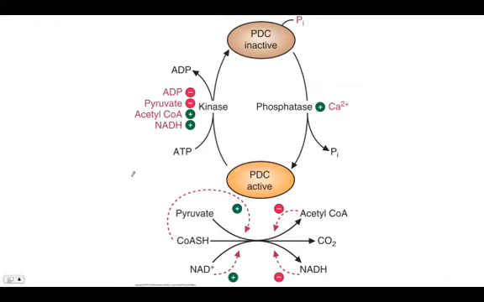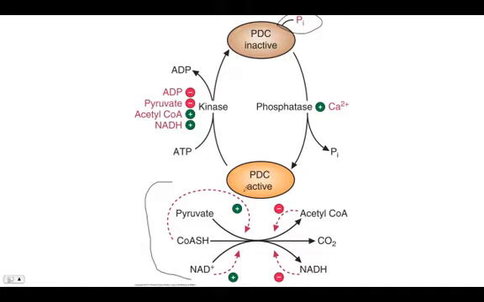The regulation of the pyruvate dehydrogenase complex is illustrated here. It can be regulated by both covalent modification through phosphorylation and through allosteric regulation, which is shown down here. So first, let's look at the role of phosphorylation in regulating the pyruvate dehydrogenase complex.